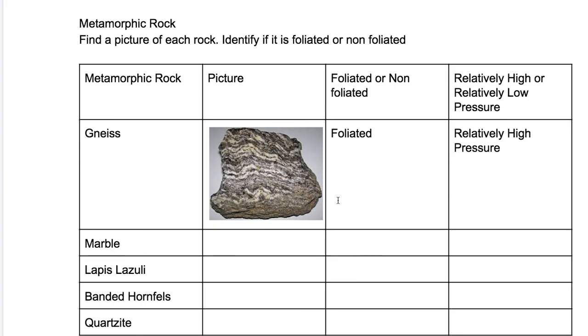Metamorphic, you're going to do the same thing. And again, I've done this example. Gneiss is foliated because I can see it has these parallel stripes. They're in order. And I know that foliated rocks form under relatively high pressure. So I want to see if you can determine from the picture these other characteristics.